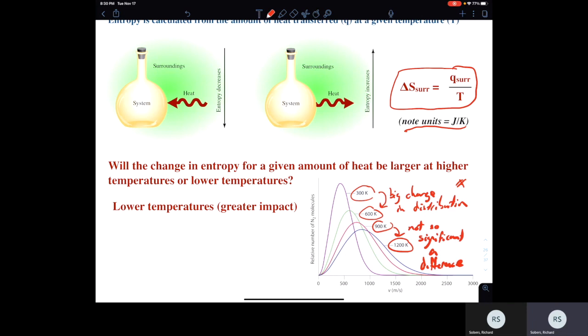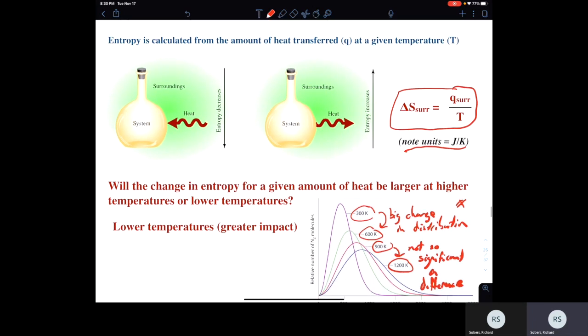So the change in entropy, if you have the same amount of heat flow into the surroundings, you're going to increase the entropy. It could also be flowing out and you decrease entropy. Either way, let's talk about increasing entropy in the surroundings by having heat flow into it. The effect on the entropy from that amount of heat will be greater at a lower temperature. At a lower temperature, you'll have a greater impact.